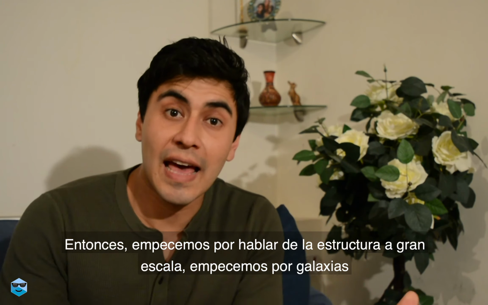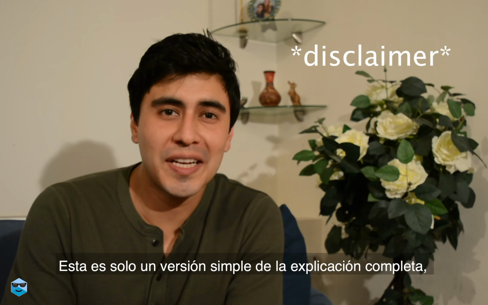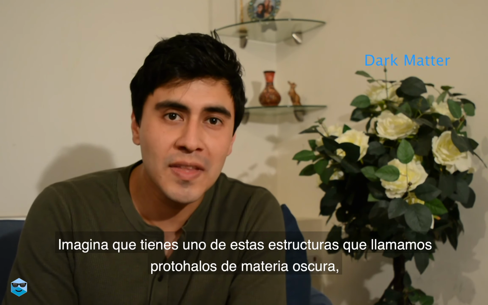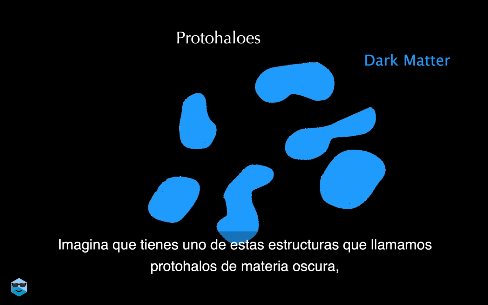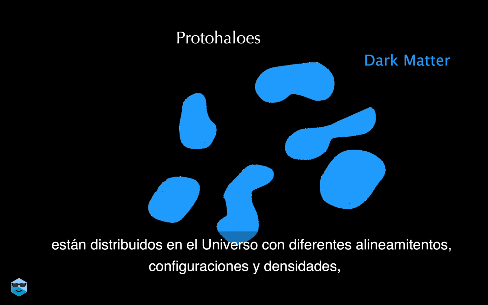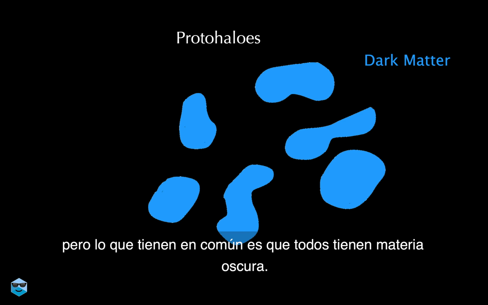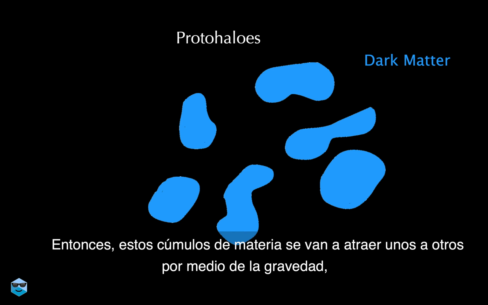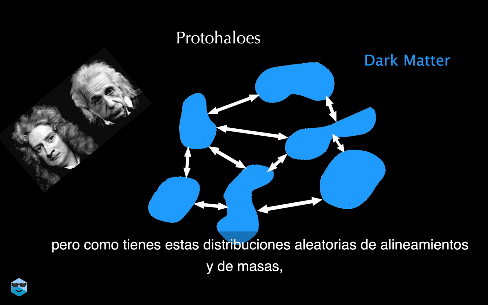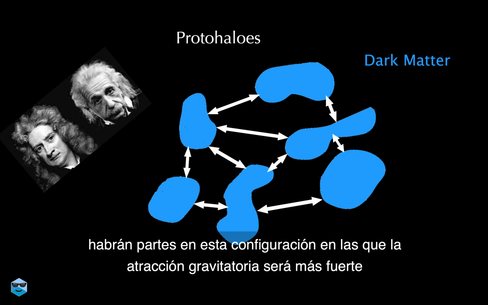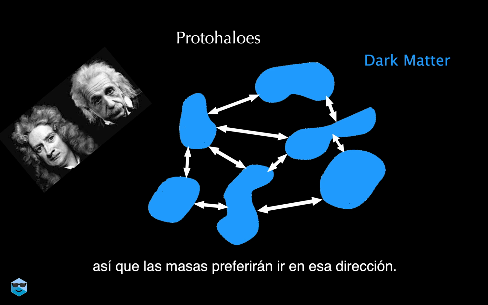Let's start with galaxies. This is just a cartoonish version of the whole explanation because it's actually a very complex topic in astrophysics. So imagine you have these structures that we call protohalos of dark matter. They are spread around the universe at different alignments, different configurations, and different densities. Some of these clumps might be more massive than the others. But what they have in common is that they have dark matter. So these clumps of dark matter are going to attract each other because of gravity. But because you have these random alignments and random distributions of mass, there will be parts in this configuration where gravity will be stronger. So then mass will be preferably going into that direction.